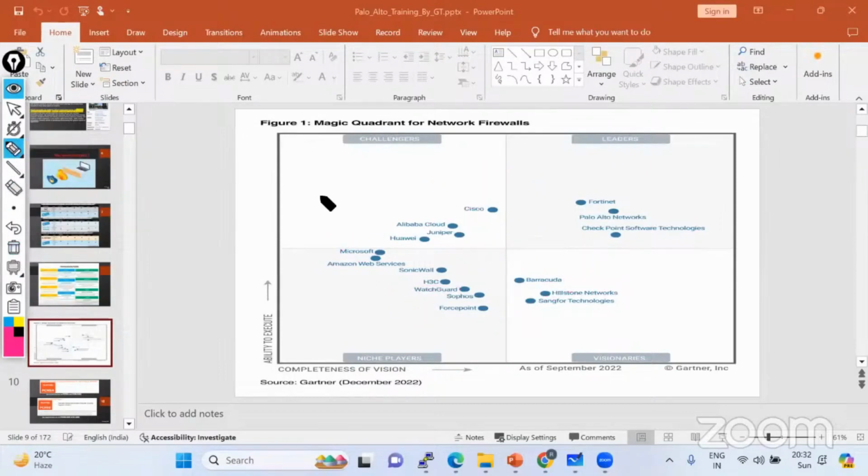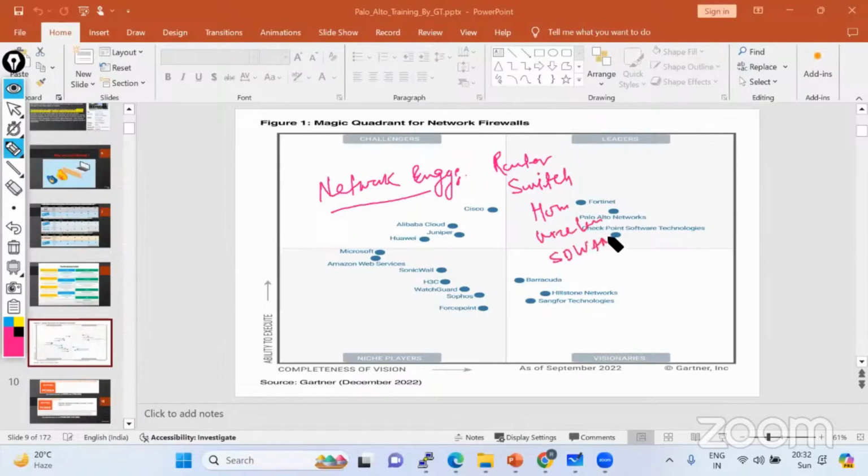Another type is the simple network engineer. If I'm a network engineer, I know what a router is, what a switch is, what a hub is, I know wireless, I know SD-WAN. But when it comes to firewalls, I don't know anything, yet my company is asking me to work on firewalls. How can I work? I cannot. So that is a different story.